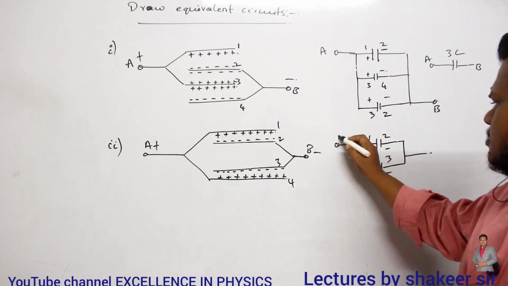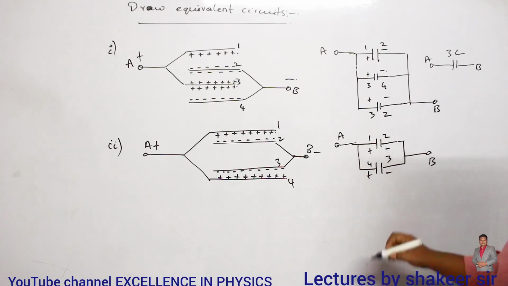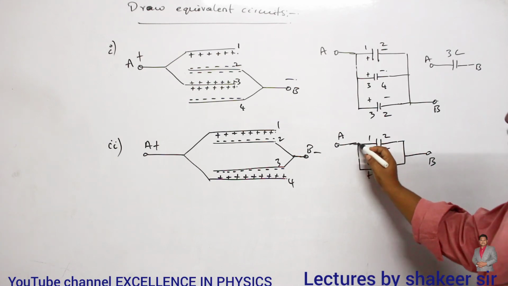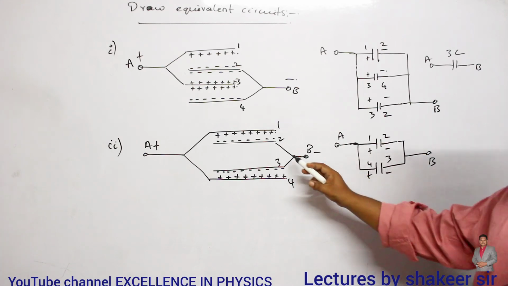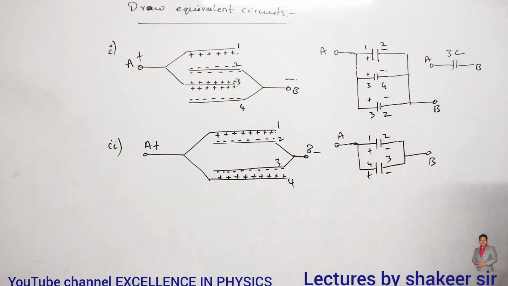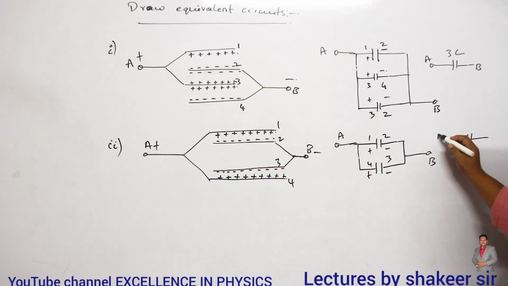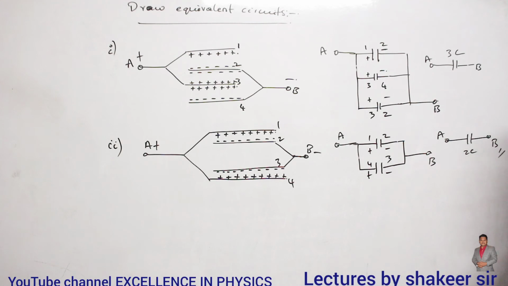Clear? So this is terminal A and this is terminal B. So 1 and 4, they are connected at same potential. 2 and 3 also, they are present at same potential. So definitely here 2 capacitors are connected in a parallel connection. So C plus C is 2C. So this is terminal A and this is terminal B. So this is our equivalent diagram.